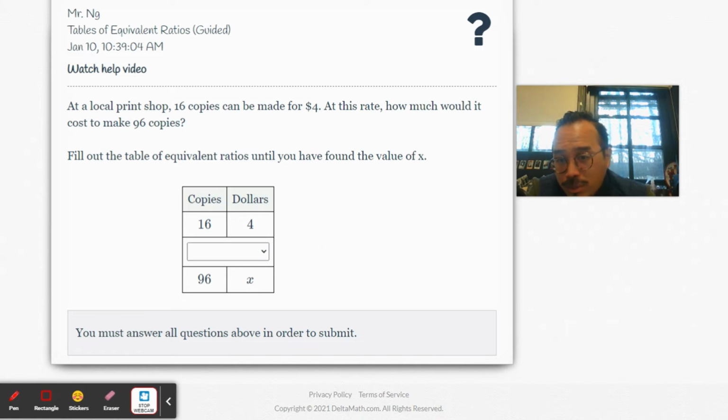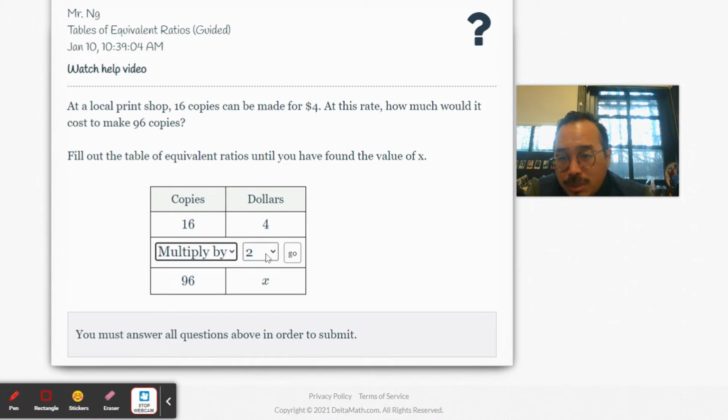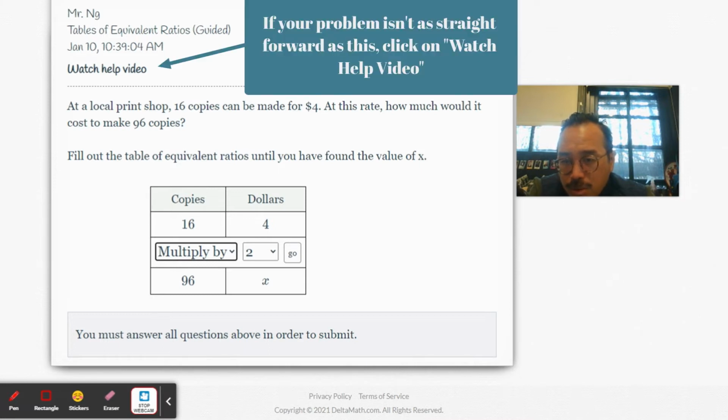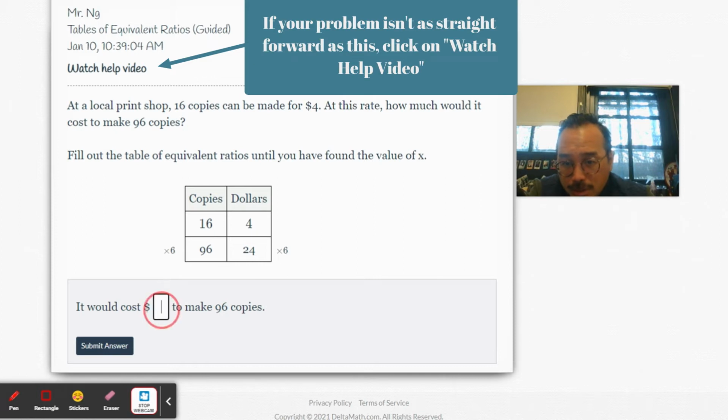How do we go from 16 to 96? Well, you multiply. How much do you multiply by? So 16 times what gives you 96? Think about that. Is it 4? No, 4 times 16 is 64. 6, right? Times 6. Yep. Interesting. You could have just put a number in there. So how much would it cost to make 96 copies? $24.